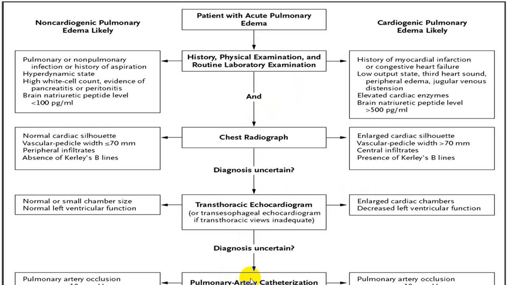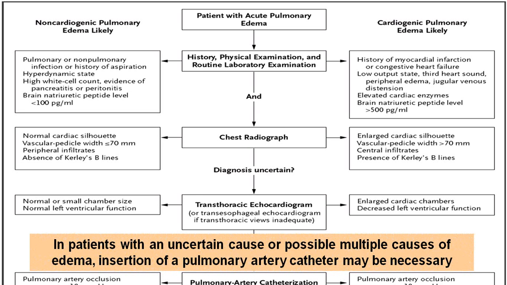And then pulmonary arterial catheterization. If pulmonary wedge pressure is less than 18, more in favor of non-cardiogenic. If it is more than 18, it goes in favor of cardiogenic. All the differences are given in one simple slide. At your leisure time you can go through.